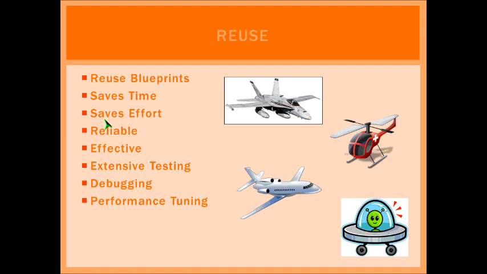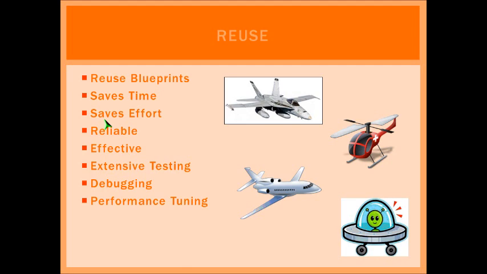So we created the blueprint, we created one airplane. What do we do with the blueprint? Do we throw it in the dustbin? Hopefully not. That would not be a pretty good thing to do. If the airplane is working fine, we would most likely reuse that blueprint. It's going to save us a lot of time because we don't have to design the same thing 1,000 times over. It's going to save effort because the blueprint is already there. We don't have to do it again. And these blueprints in industry are usually reliable and effective, and that is because of extensive testing.